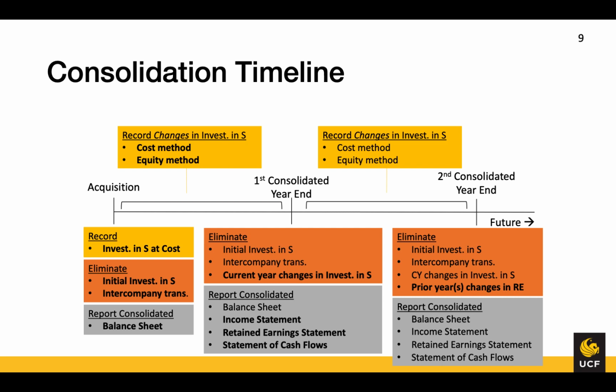But the thing that's new is that we're also going to have prior year changes to investment in S. And those are going to manifest themselves in retained earnings. And so what we're going to need to do is take into account the fact that we had prior year investment income and prior year dividend income, depending on if we use the cost or the equity method. And where that ended up on the parent general ledger is probably not where we want it on the consolidated financial statements. So we're going to need to make an extra adjustment there.